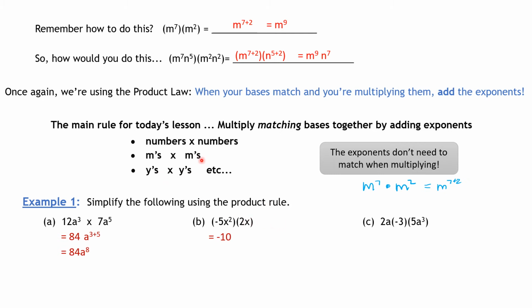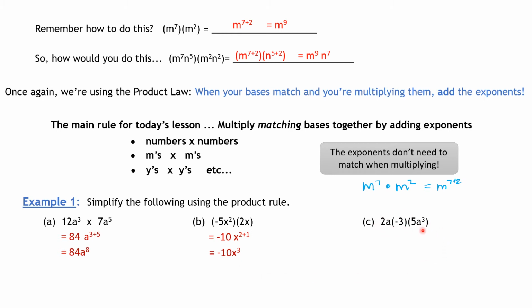Now I'm going to do my letters, x's times x's. Remember, the exponents don't need to match. I can multiply x squared times x. I can't add them together, but I can multiply them together using the product law. So my final answer will be negative 10x cubed. If you did that one on your own and you didn't get that answer, hopefully my explanation helped you to understand where you went wrong.